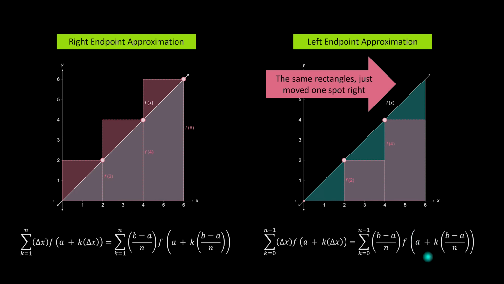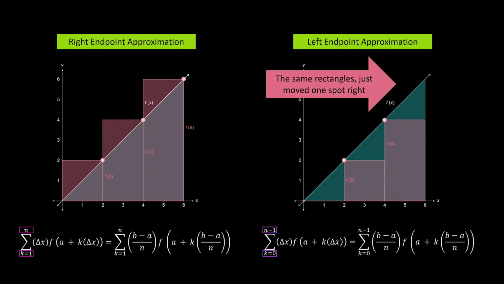And this is because the difference isn't in the formulas, it's in the index. This is going from k equals 1 to n. This is going from k equals 0 to n minus 1. If you remember, this k going from 1 to n represented how many widths we had to move over. So for the first rectangle, we had to move one width over to get that first point. We started at the starting value, the a, which here was 0. We moved one width over, and then we went up to get that height.